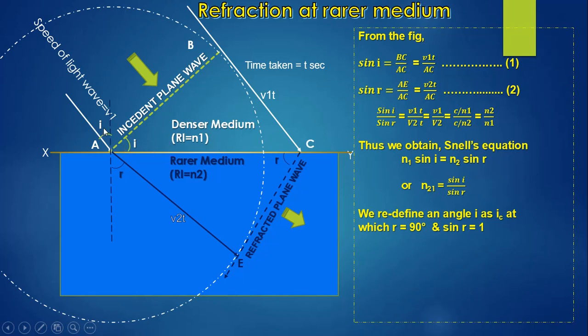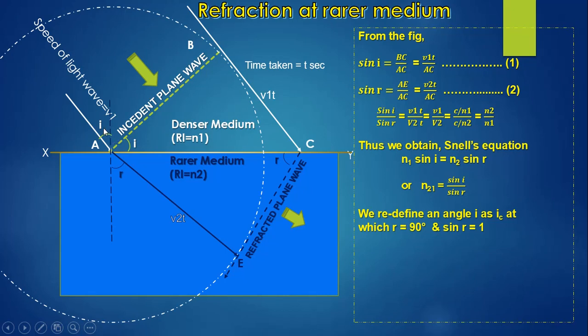Suppose you increase the angle of incidence beyond the critical value, then there will be no refraction in the rarer medium. The incident plane wave hits the XY surface and is reflected back into the same medium. So this concept is called total internal reflection. For that purpose, I am redefining.